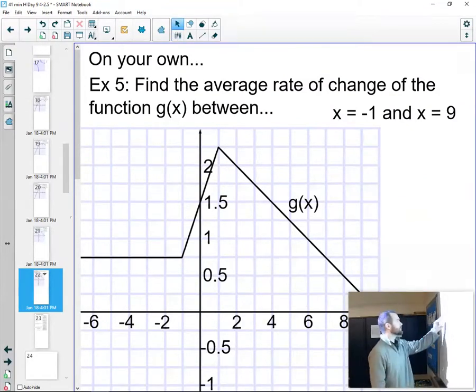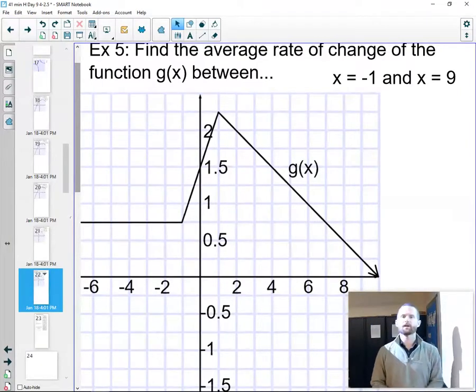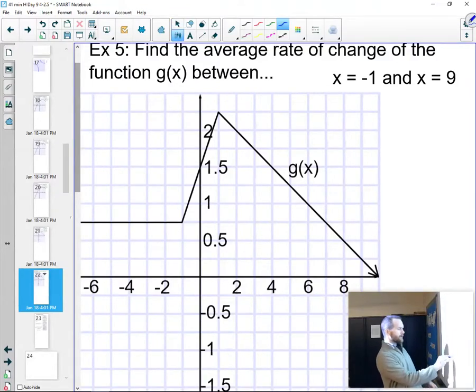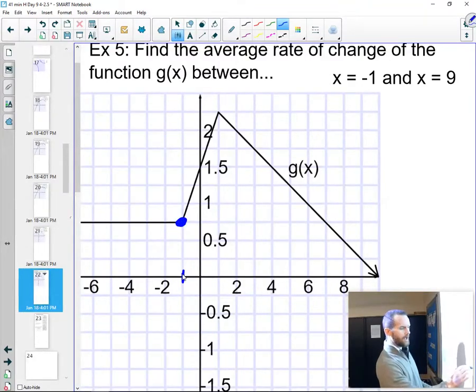So let me scroll this down so you can see the picture a little bit easier, get my face out of the way. So I want you to find the average rate of change between x equals negative 1 and x equals 9 for this function. 3, 2, 1, let's go over it together. X equals negative 1 is right here, that point on the function. X equals 9 gets us there on the function.